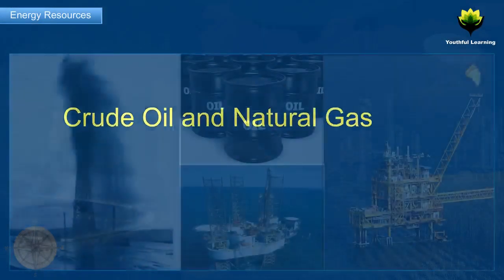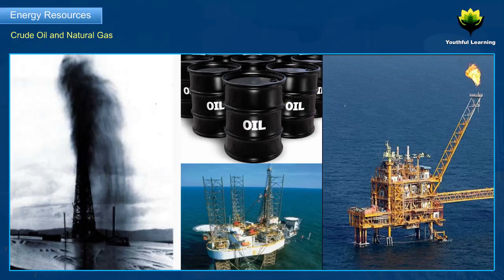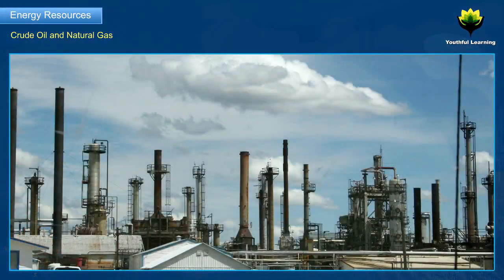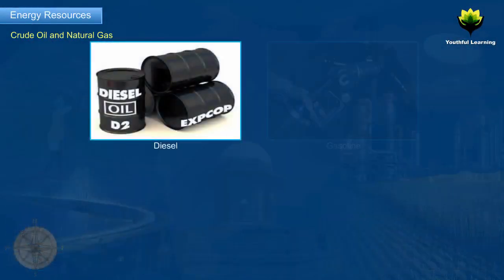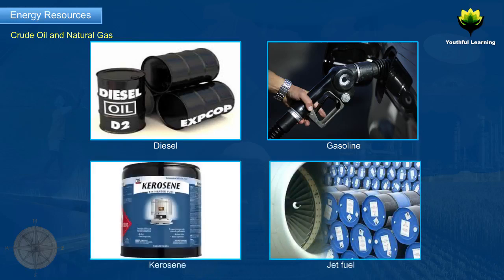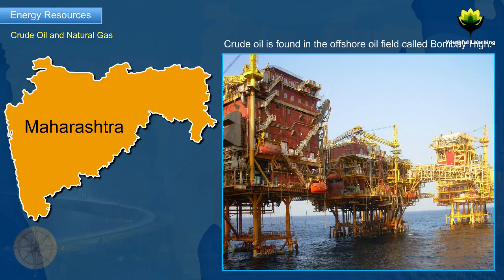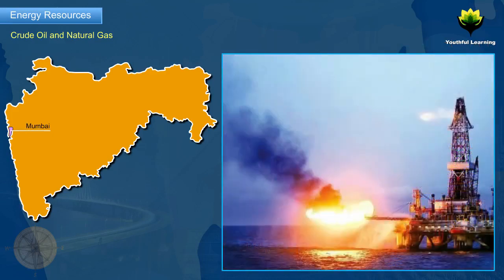Crude oil and natural gas. Crude oil is a naturally occurring unrefined petroleum product made of carbon and hydrogen. After refining, it yields products like diesel, gasoline, jet fuel, kerosene, and other petrochemicals. In the state, crude oil is found in the offshore oil field called Bombay High, located in the northwestern part of the Arabian Sea near Mumbai. Natural gas is also found here.